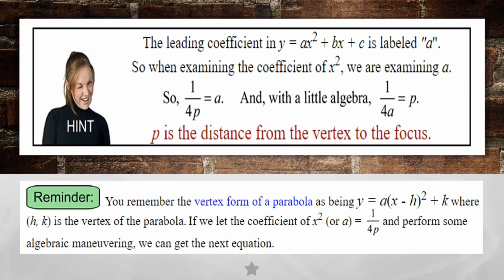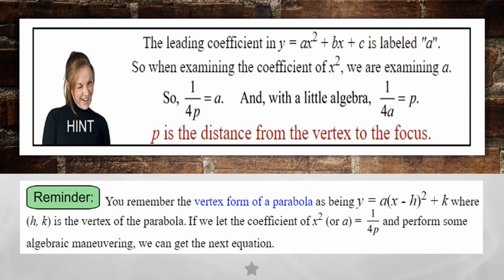So when examining the coefficient of x squared, we are examining a. So 1 over 4p is equal to a, and with a little algebra, 1 over 4a is equal to p. P is the distance from the vertex to the focus.